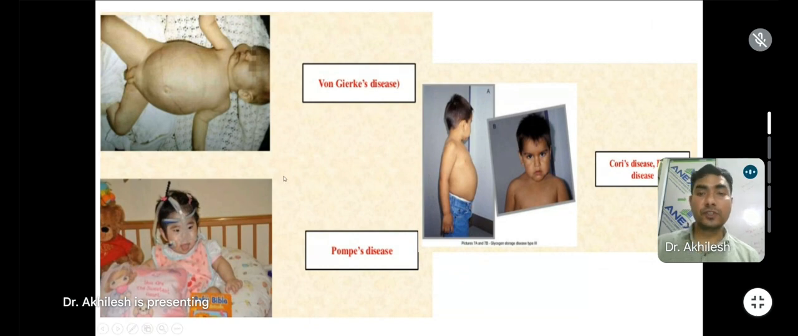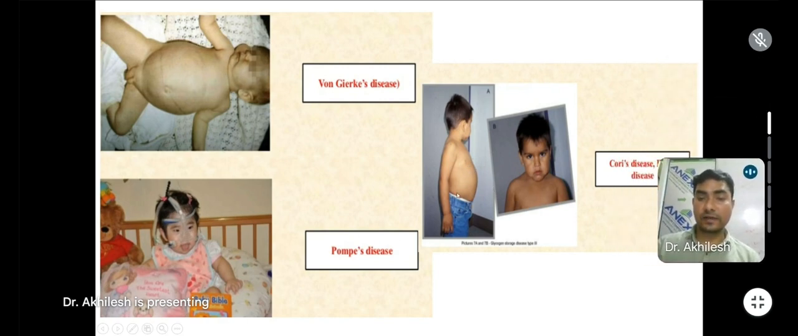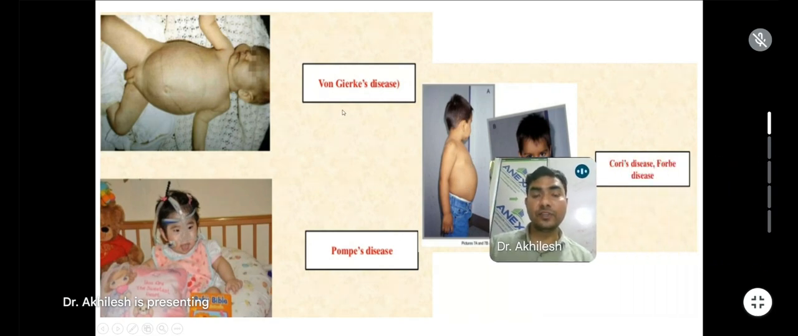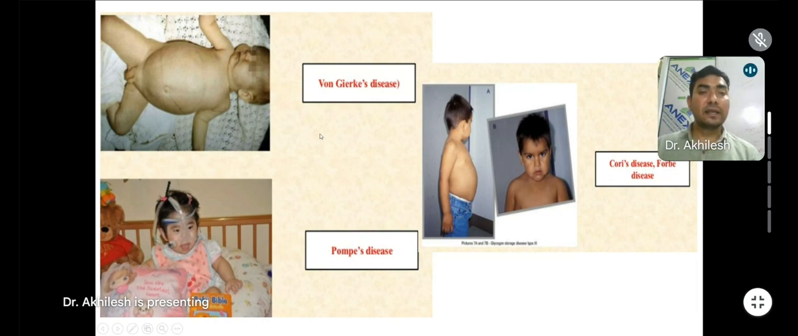Here are a few pictures where you can see that kids with an enlarged liver is commonly seen. You can also see other facial features, like retarded brain behavior and other things.